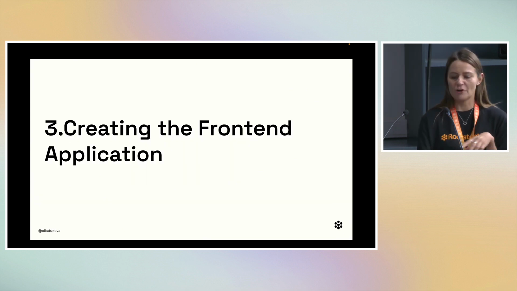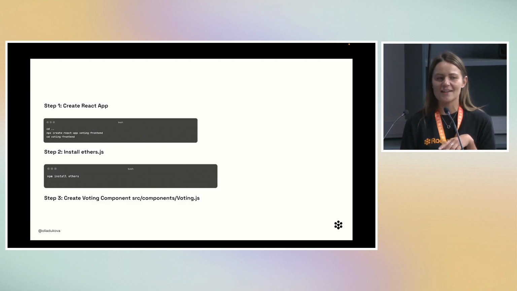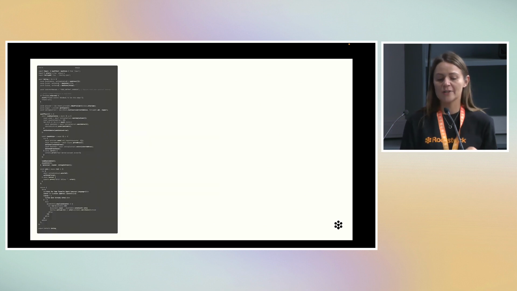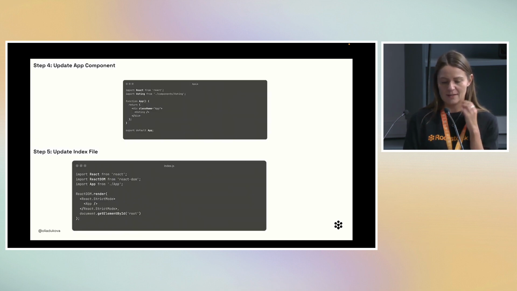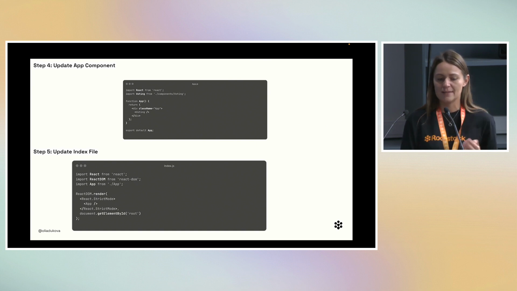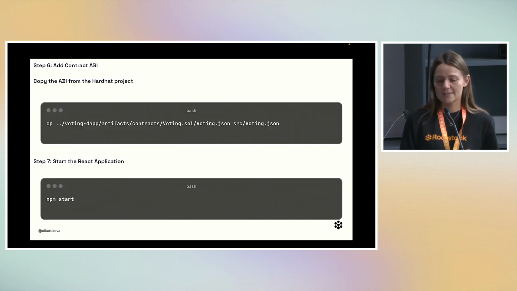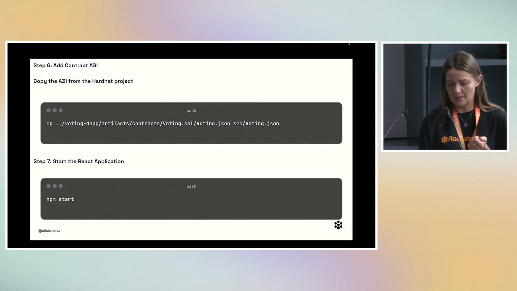This is the hardest bit, the front end. This is in React. I'm a rubbish React developer, but it still works. I'll run you through it. We create the app, install EthersJS for interaction with the chain, create the voting component. This is the longest file in the whole repo. I'm not going to dive into it. It's fairly basic also. Then we update the app component, update the index file. This step is important: add your contract ABI from the Hardhat project. And then we start the application, npm start.